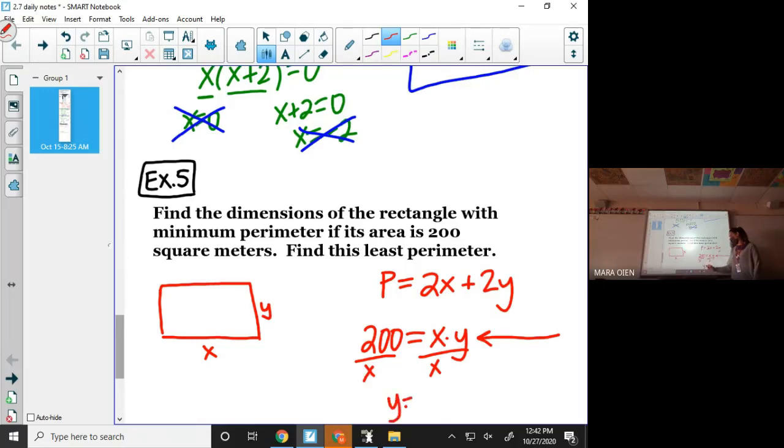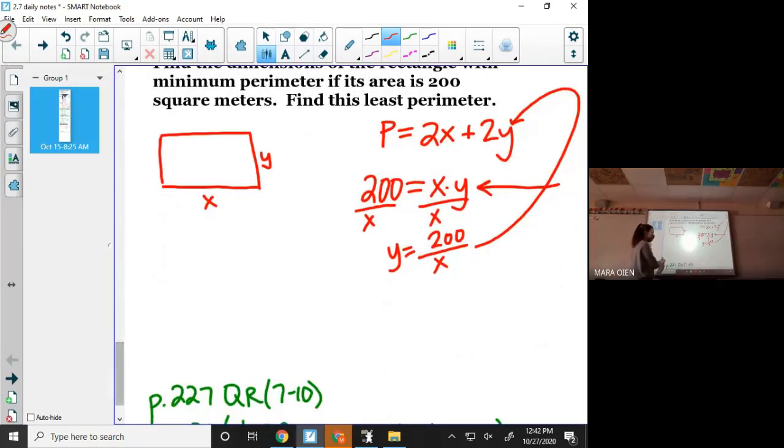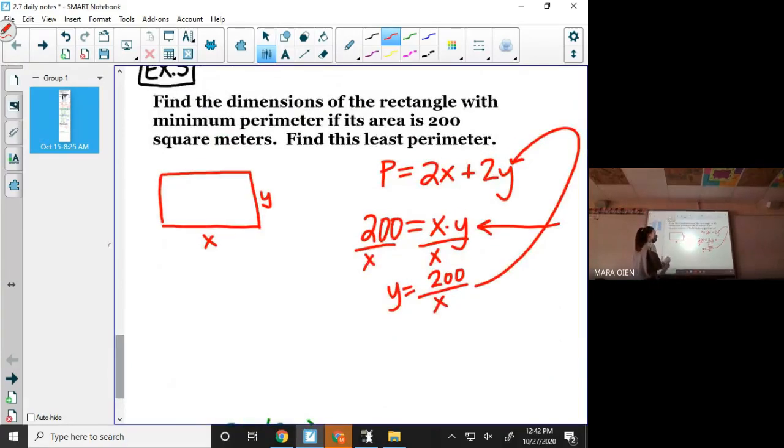That gives me that y equals 200 over x. And I'm going to take that knowledge back up to my perimeter equation and replace y, so that instead of being 3 separate variables, it will now just be written in terms of 2 separate variables. So my perimeter equation should be 2x plus 2 times the quantity 200 over x.